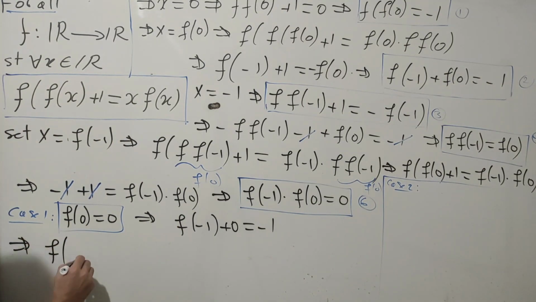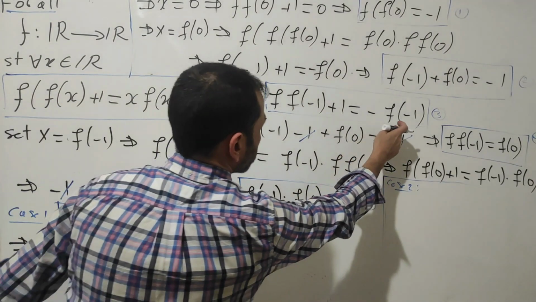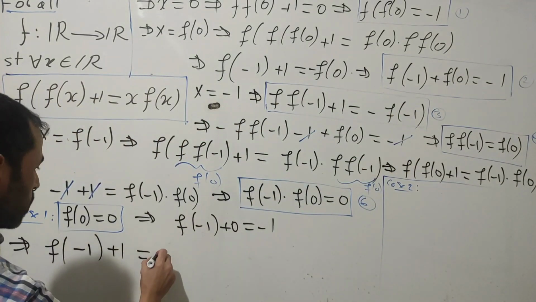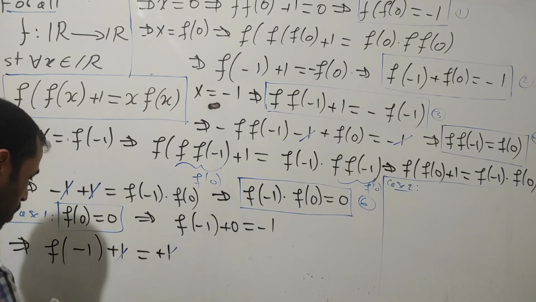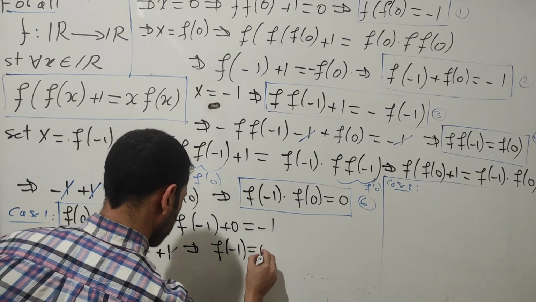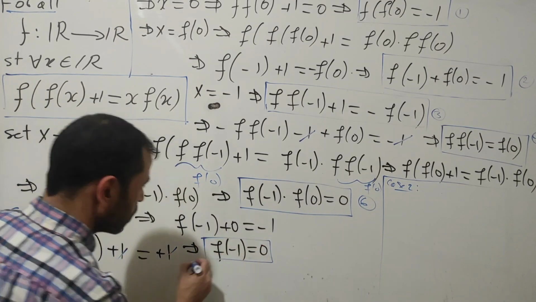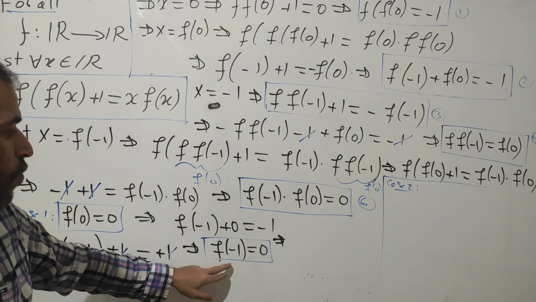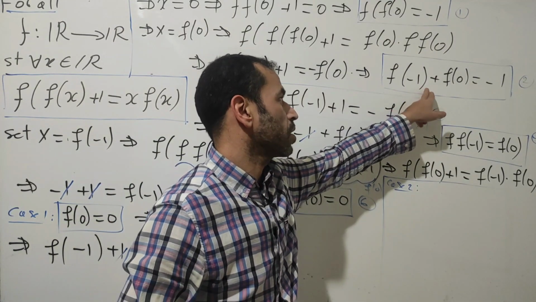So we get f of minus number 1 plus number 1, which equals f of minus number 1, which equals minus number 1, which becomes plus number 1. Then cancelling out number 1 from both sides, I will end up with f of minus number 1 equals 0. It's very nice here. I'm not done yet. I'm going to take f of minus number 1, which equals 0, and replace it into the second equation back again.